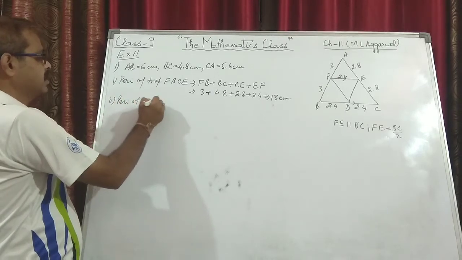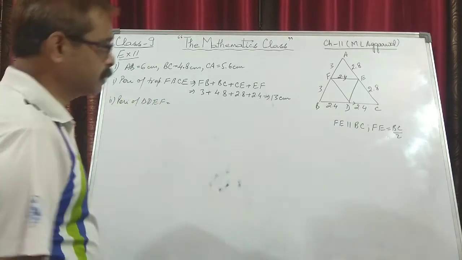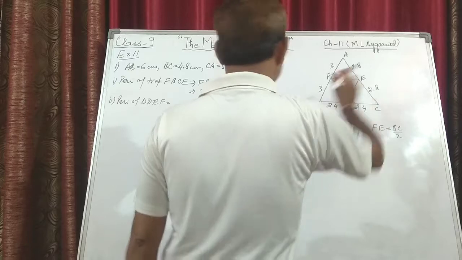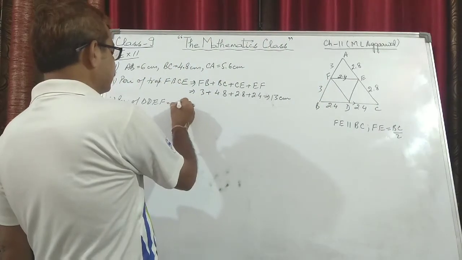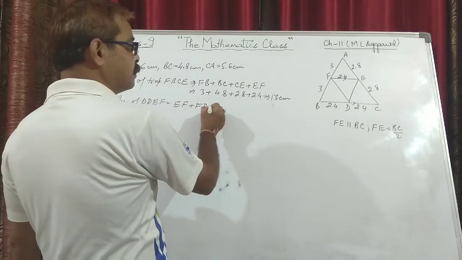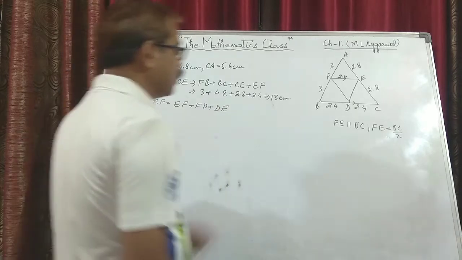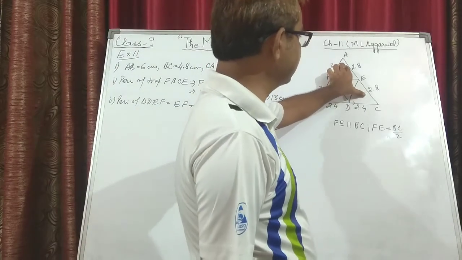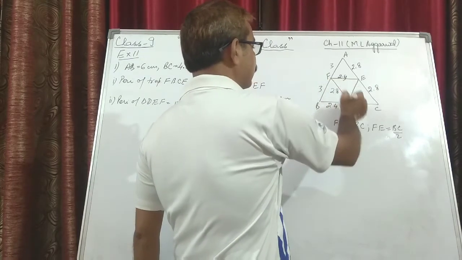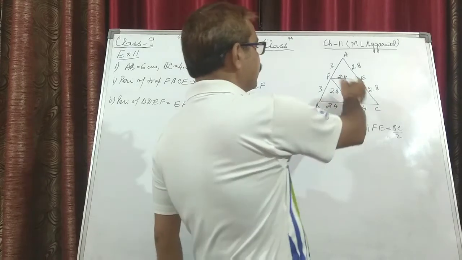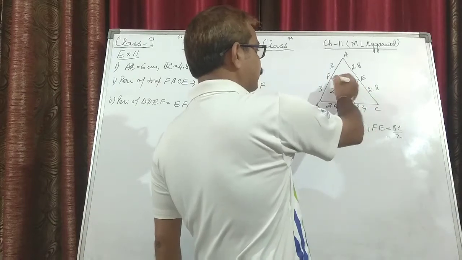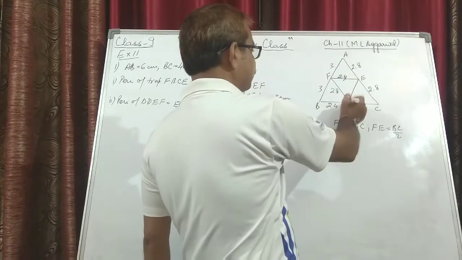Perimeter of triangle DEF means FE plus FD plus DE. So we can write EF plus FD plus DE. Now FD will be half of AC. So this will become 2.8 because this is the midpoint and this is the midpoint, and according to the midpoint theorem, if a line joins midpoints of two sides of a triangle, it is parallel to the third side and equal to half of it. So this total is 5.6, so its half is 2.8.